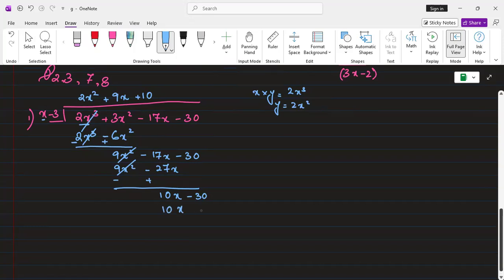तो कितना हो गया? 10x minus minus 3 into minus 10 is minus 30. Again sign switch करूंगा तो ये सब cancel out हो गया. So the remainder is 0. So you have got no remainder left.